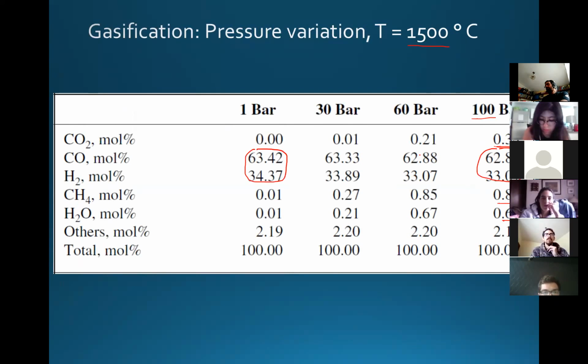The high temperature compensates for the additional pressure that you are having on your system. So the ideal case from these two plots is to have high temperatures around 1500 Celsius and to have high pressures. Any other questions?